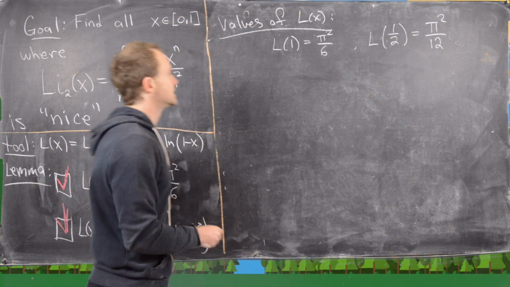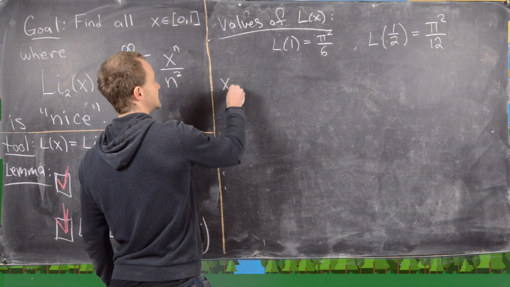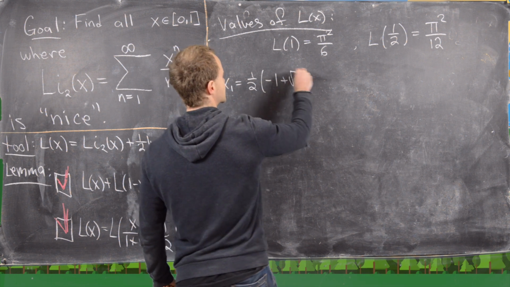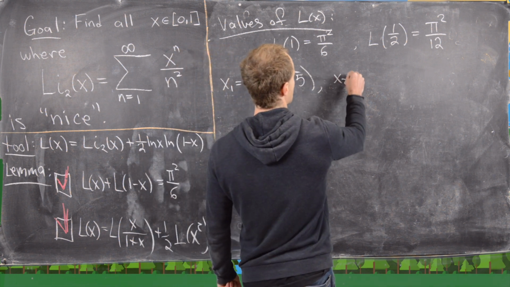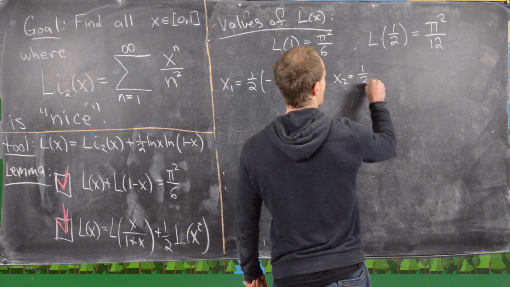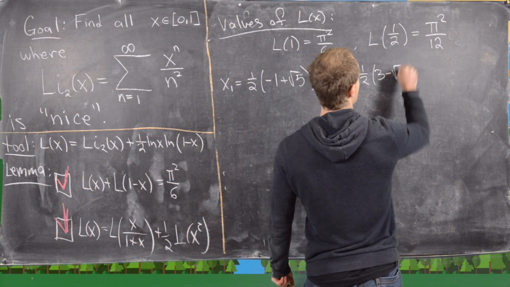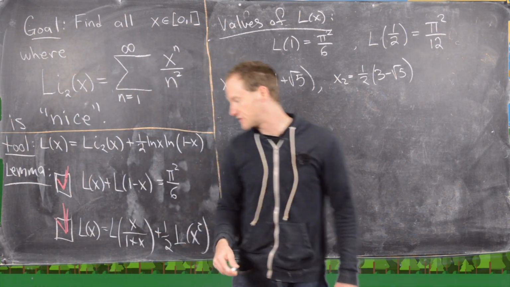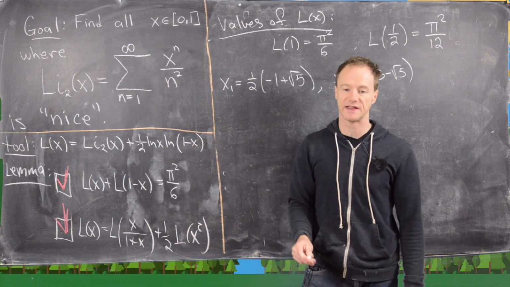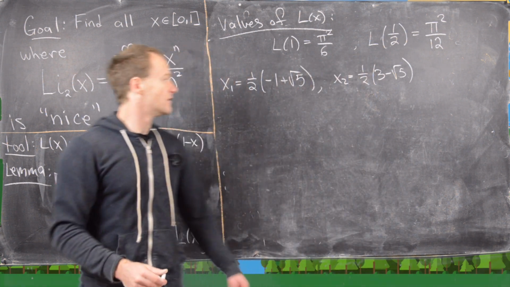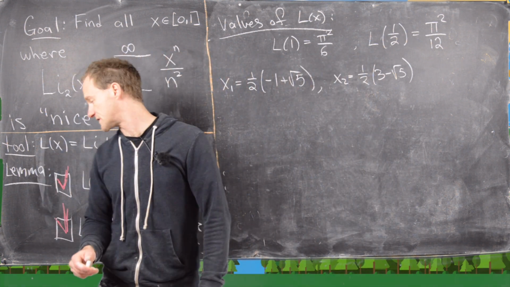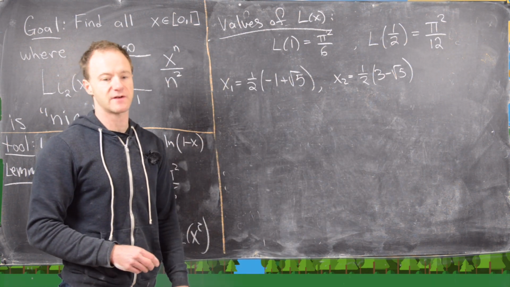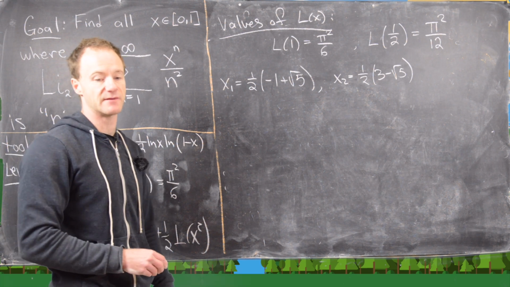Okay, good. So now the next thing I want to do is let's set x1 equal to 1/2 times negative 1 plus the square root of 5. And let's set x2 equal to 1/2 times 3 minus the square root of 5. And I do that because those are going to work well when plugged into this next functional identity for this function L of x. Okay, so now with these two numbers, we have some nice identities satisfied by them.